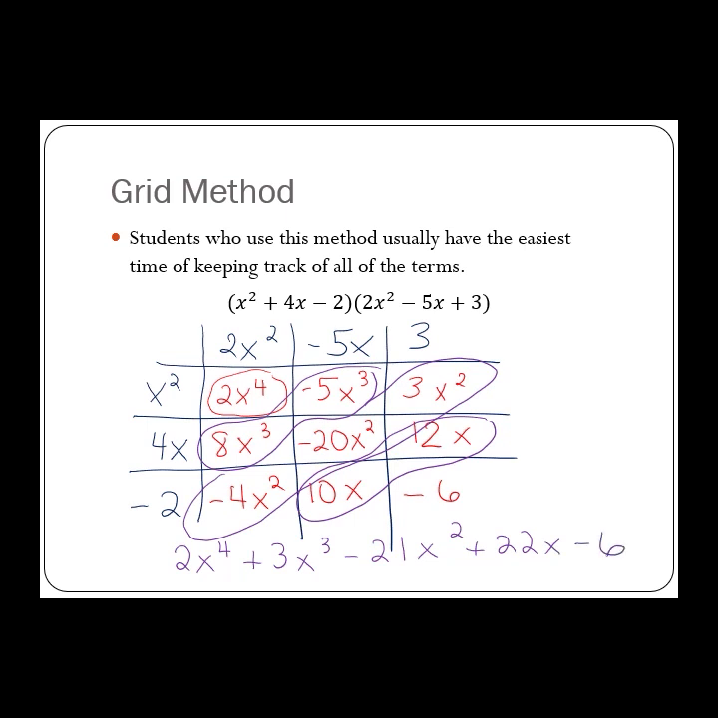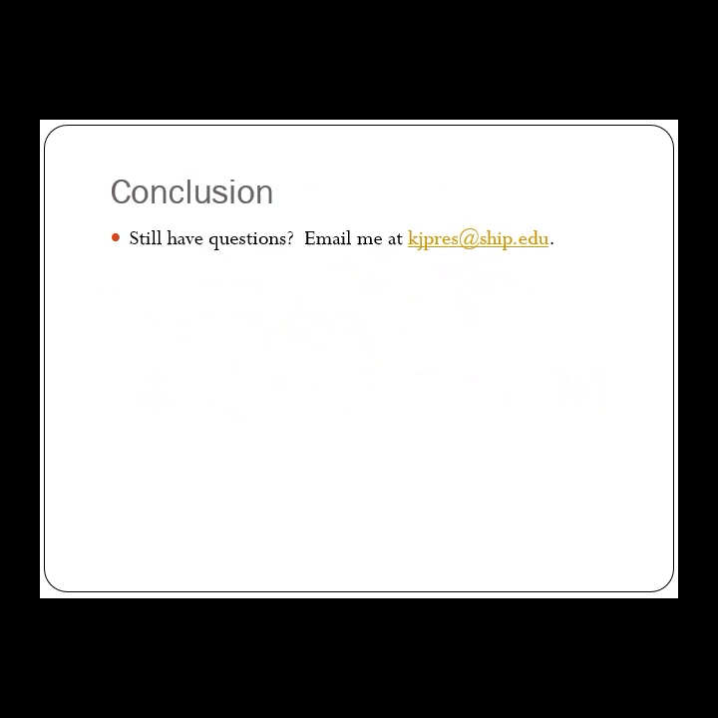That's probably the worst case, like a trinomial times a trinomial that you'd have to do, and the grid really helps if you have lots of terms to keep track of. Those were all the different methods for multiplying.